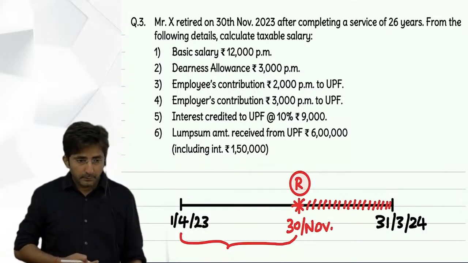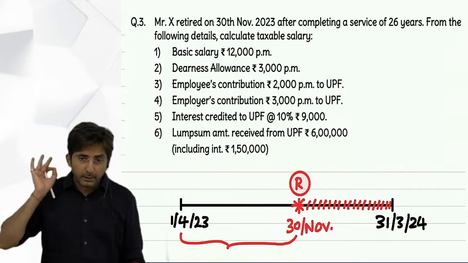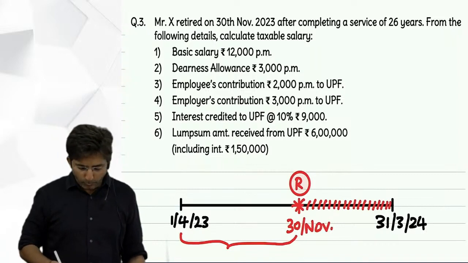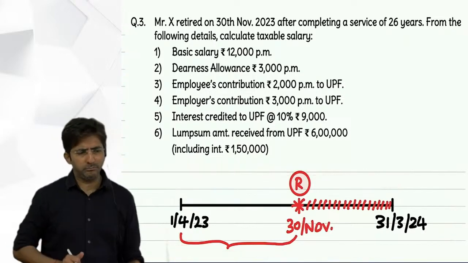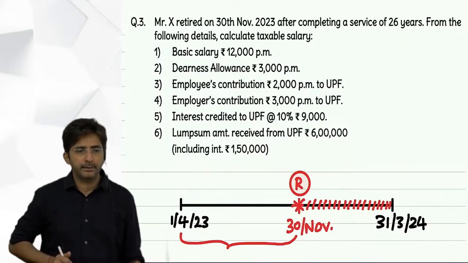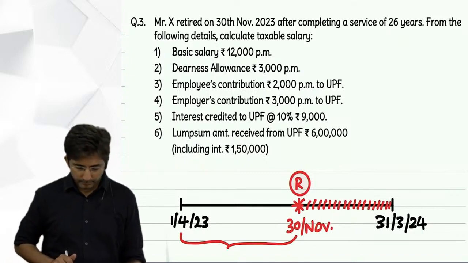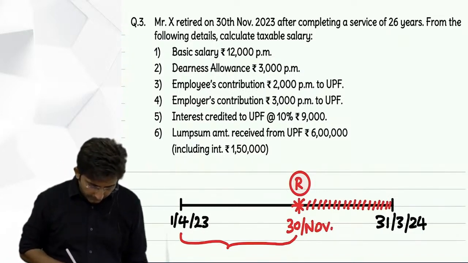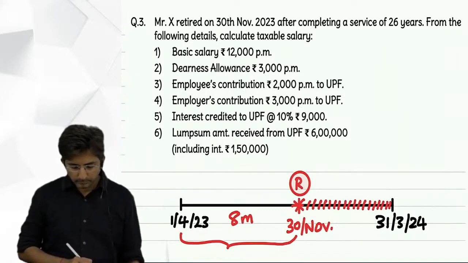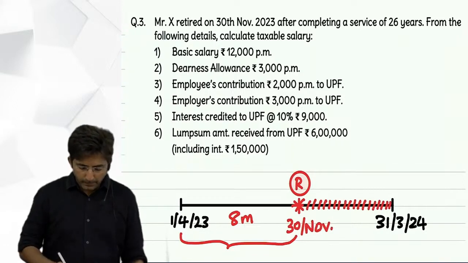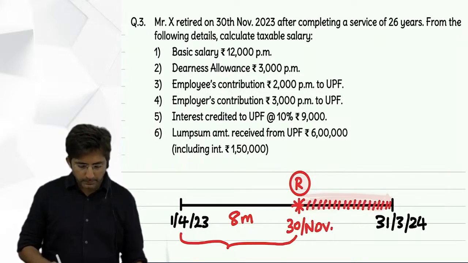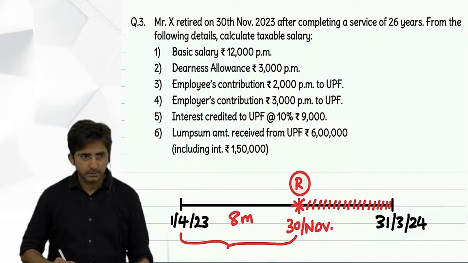Draw this thing. Make it a rule that whenever the question is on retirement, you will always draw a timeline. Even if you don't feel like drawing, still draw, because if you have that habit, you will avoid the silly mistake. And right here it is 8 months. After retirement you don't get salary, correct? So only for 8 months. Everything per month only for 8 months.